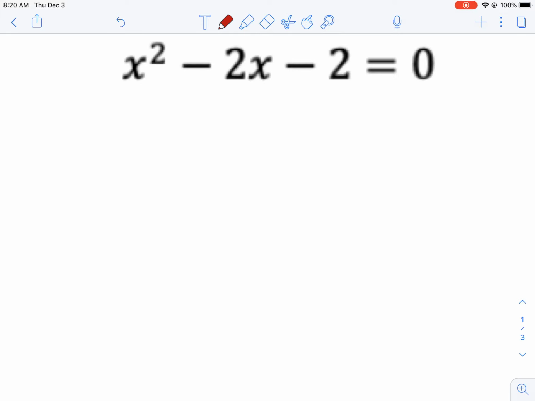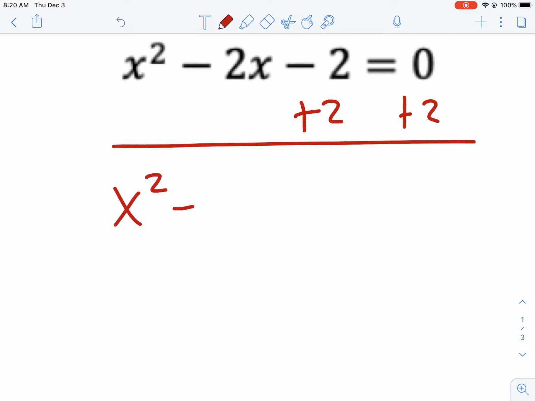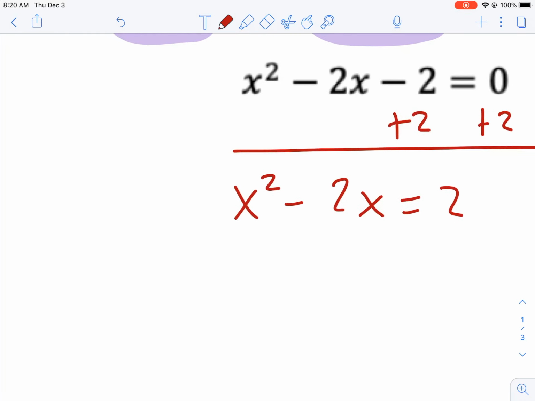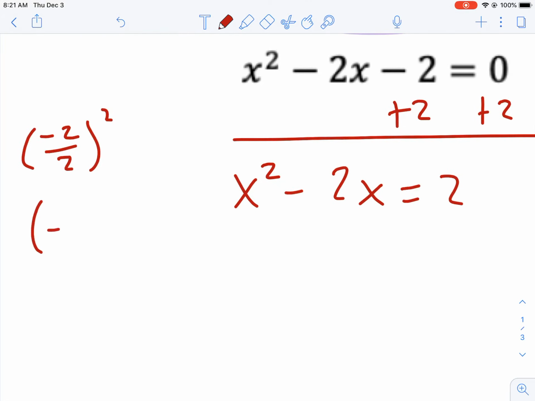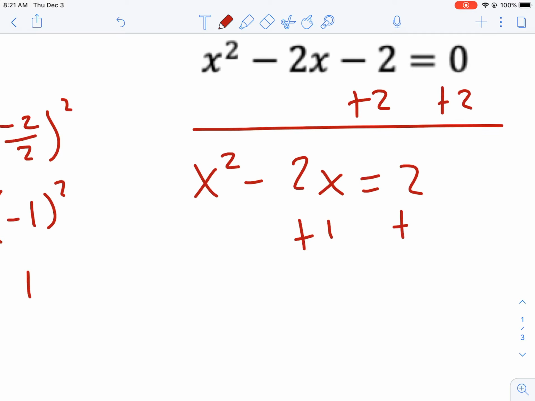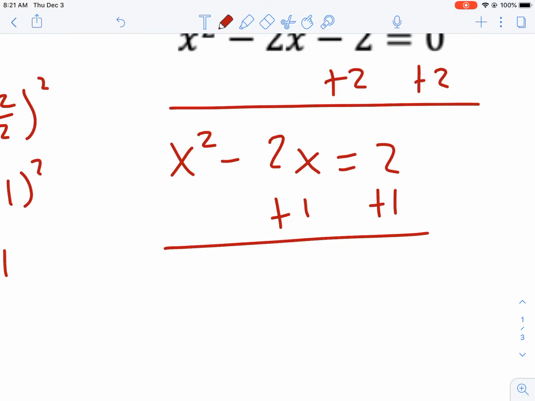So first thing we want to do is get our C value out of the way that we don't like. So we've got x squared minus 2x equals 2, all right? Then we have to figure out what we want to add to both sides. So our B value is -2. So we've got -2 divided by 2 squared. -2 divided by 2 is -1. -1 squared is 1. So our C value that we want to add to both sides is actually 1 for this problem. So we've got x squared minus 2x plus 1 equals 3.